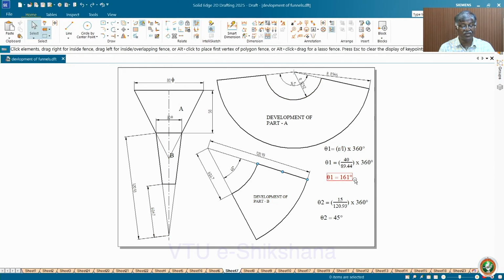Theta 1 is 161 degrees, theta 2 is around 45 degrees. Now, what about L1? It is 60.47, so with 60.47 as the radius, draw an arc for this particular sector. Again, this is the one at the top, part A, as usual. Suppose that you again have truncation for this. Assume that I take the section plane from this particular point, 15 degrees or 30 degrees, whatever.